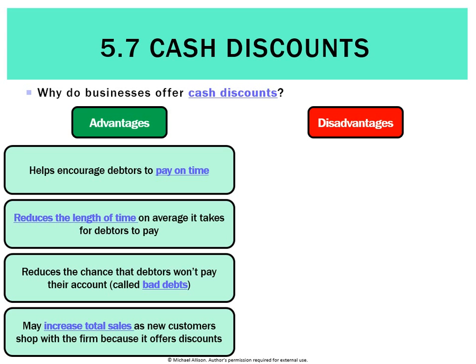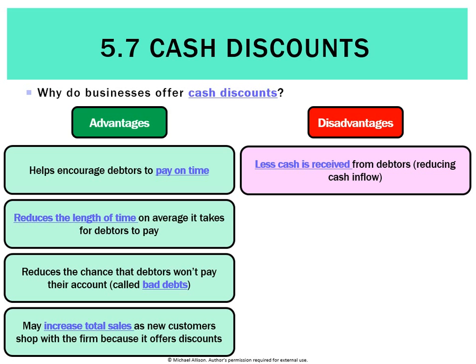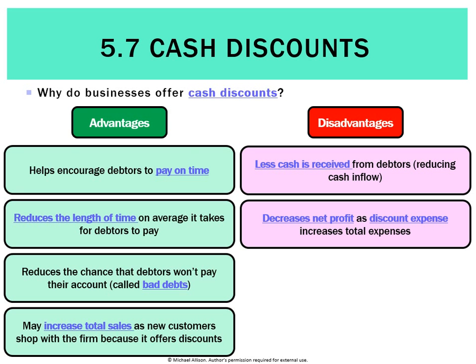However, it does come with some disadvantages. We've got less cash being received from debtors. That'll reduce our cash inflows. If someone owed us $2,000 and we only accepted $1,500 and gave them a discount for the rest, we've basically lost $500. It'll actually decrease our net profit, as we'll learn when we give a discount that's an expense.